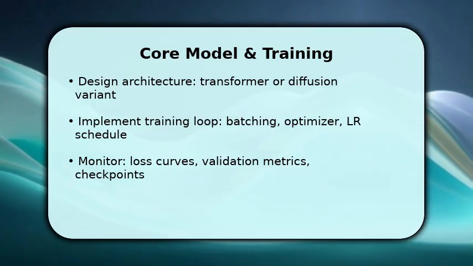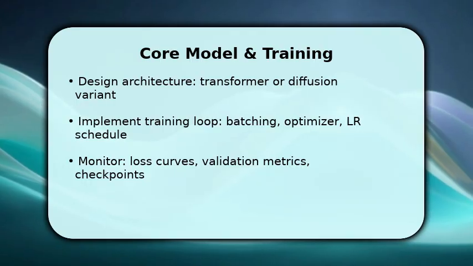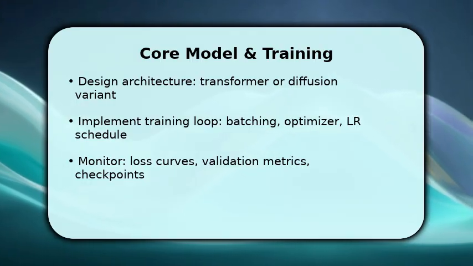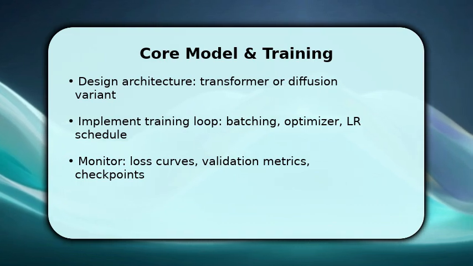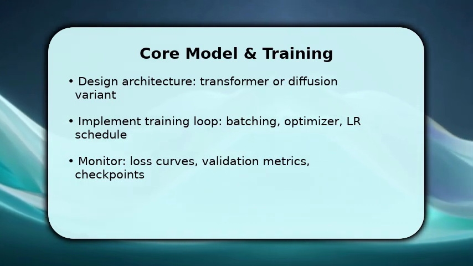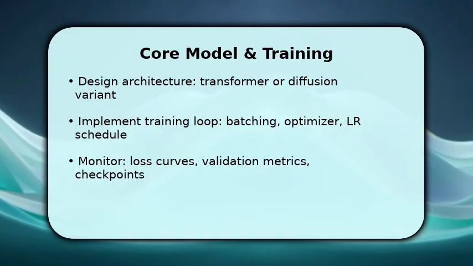Once training starts, track loss, perplexity, and sample outputs regularly. Adjust batch size, weight decay, and augmentation if you see overfitting or unstable gradients to stabilize progress.